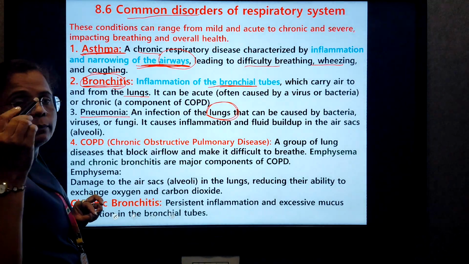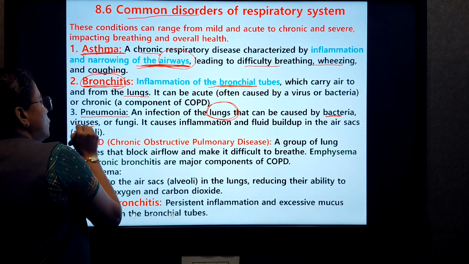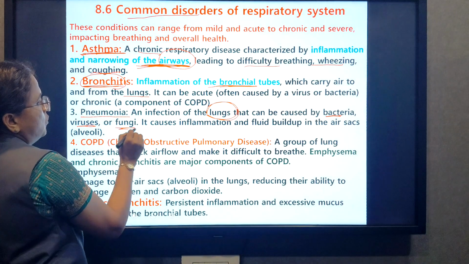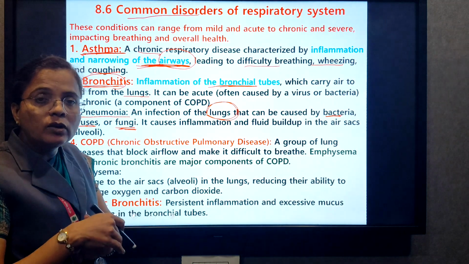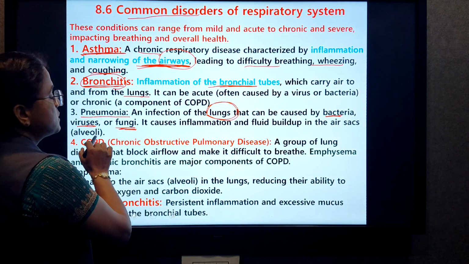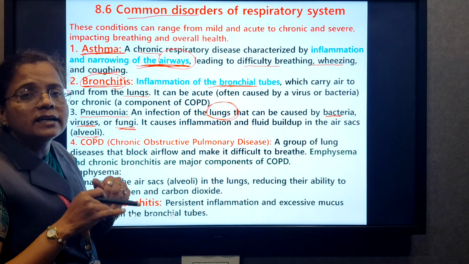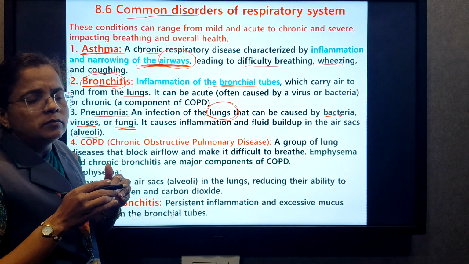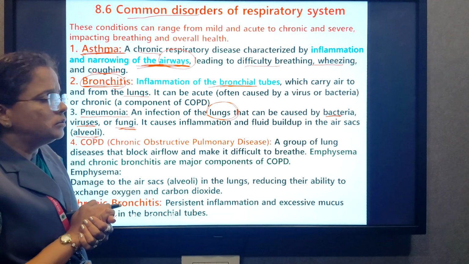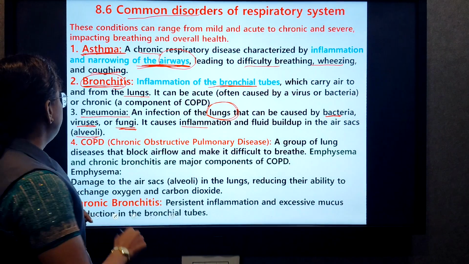It is caused by bacteria, viruses, or fungi. It causes inflammation of the alveolar sacs, the air sacs, because fluid builds up in the air sacs, so the process of O2 and CO2 exchange cannot occur smoothly. So it is inflammation of the lungs and alveoli.